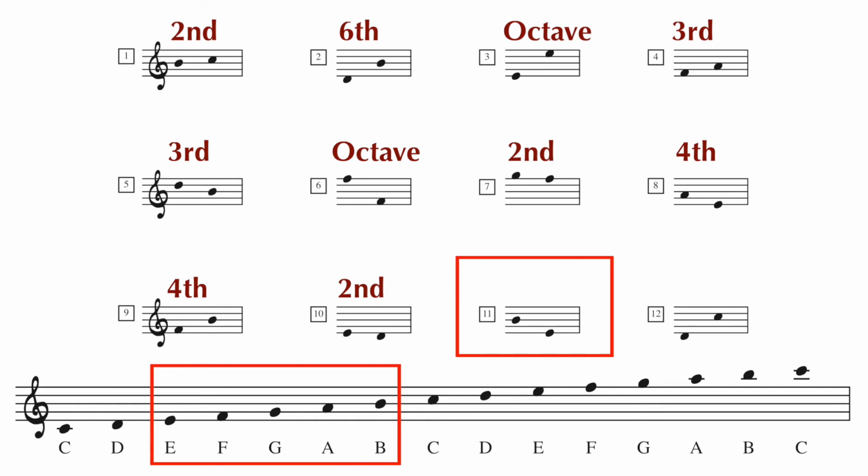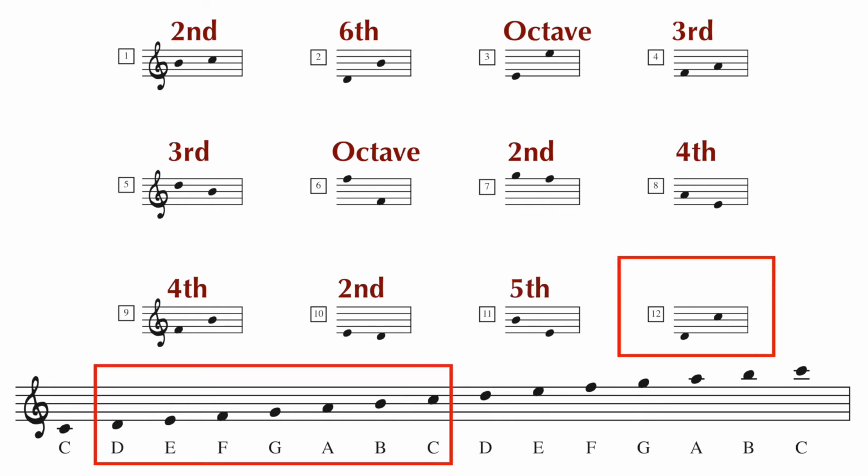Number 11, B going down to E, B, A, G, F, E, that's a fifth. And then number 12, D going up to C, D, E, F, G, A, B, and C. That's the interval of a seventh.